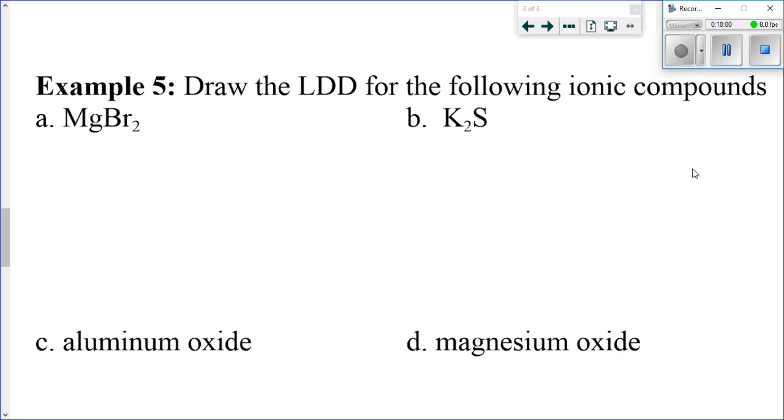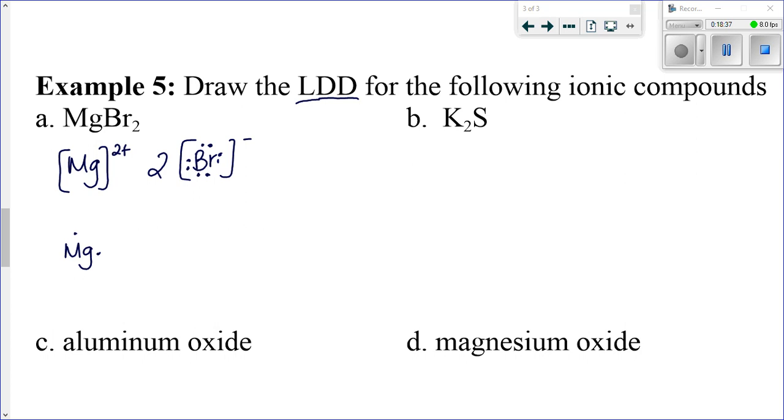Example 5, draw the Lewis dot diagram for the following ionic compounds. So this one, we already have a chemical formula written. So magnesium has a positive 2 charge because it loses 2 electrons, which is combined with 2 bromines, which gained an electron each, the negative charge. So again, what is happening is we have a magnesium that has 2 electrons, and we have 2 bromide ions.